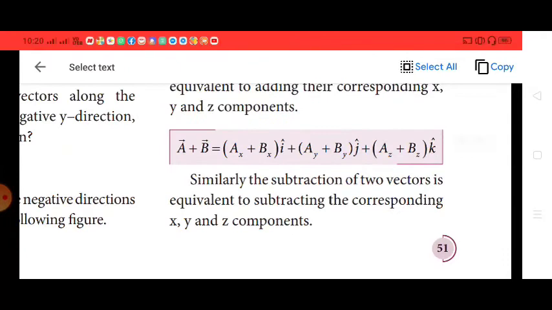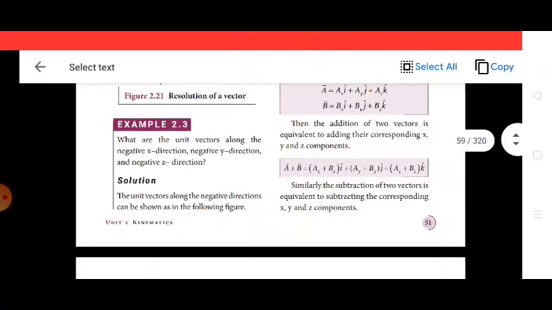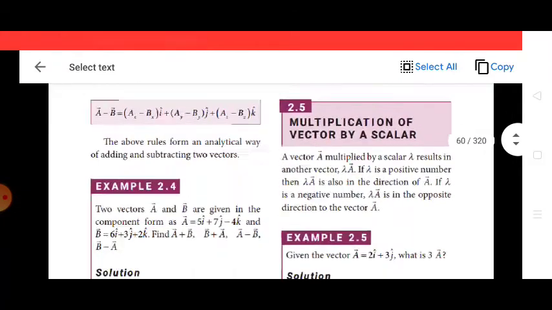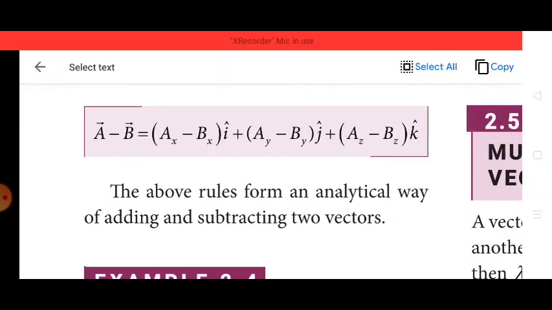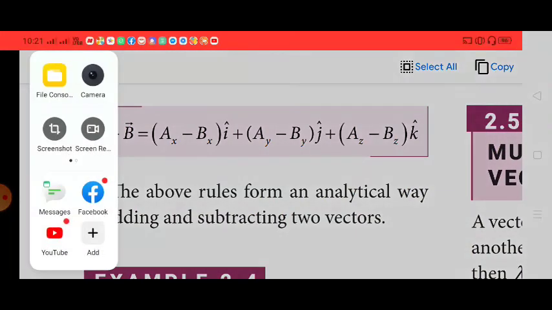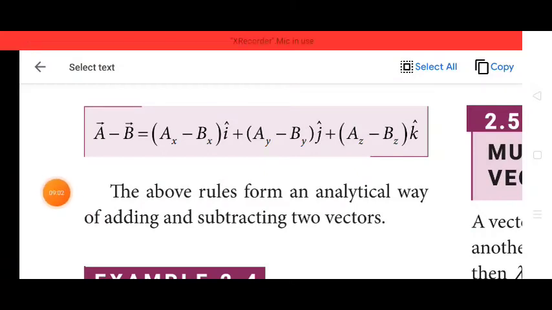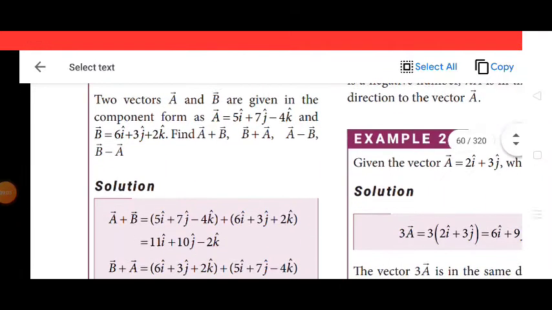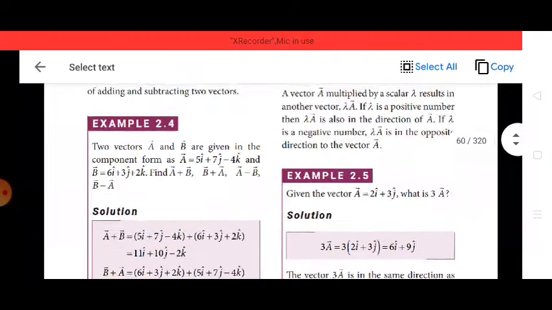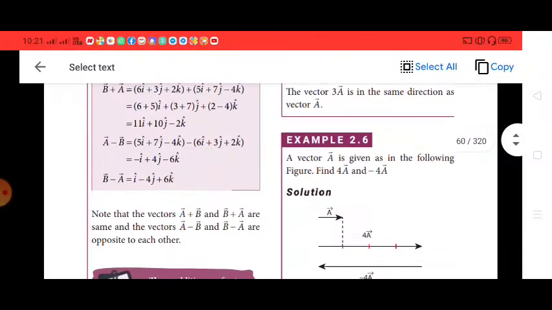Similarly, subtraction of two vectors is equivalent to subtracting the corresponding x, y and z components. A minus B equals (AX minus BX) i cap plus (AY minus BY) j cap plus (AZ minus BZ) k cap. So the above rules form an analytical way of adding and subtracting two vectors. Children, solve this example 2.4. You can easily understand. Use the classwork note, solve it, and bring this note to school for correction.